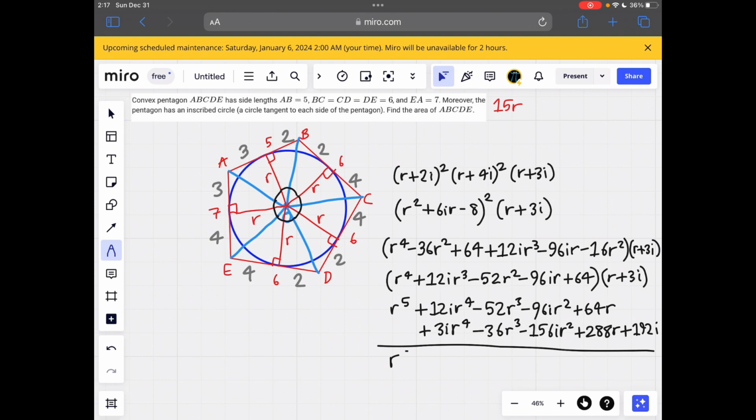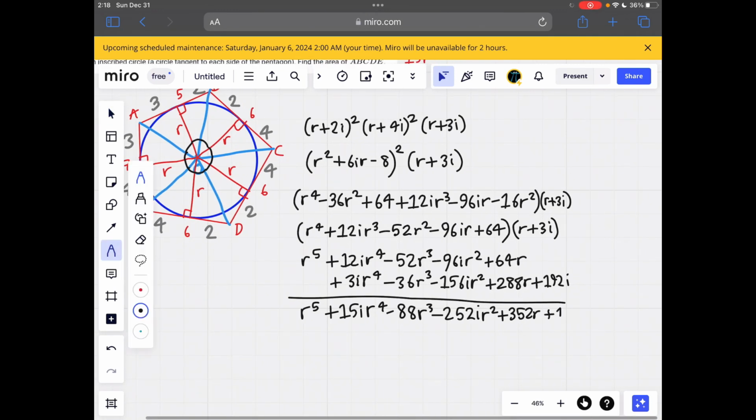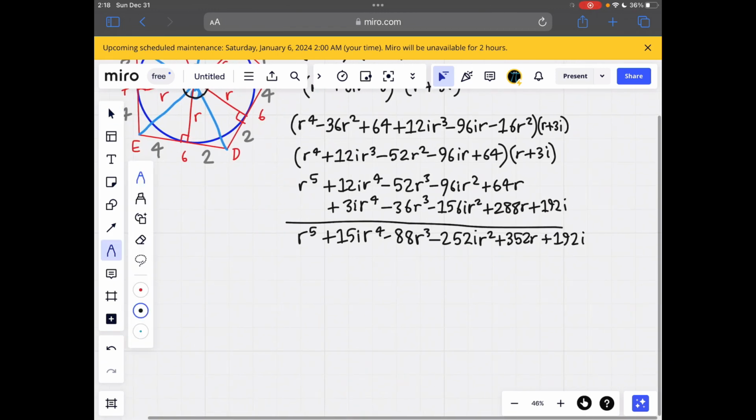So let's add this. r to the 5th plus 15i r to the 4th minus 88r cubed minus 252i r squared plus 352r plus 192i. And we need that the imaginary part of this complex number is equal to 0. In other words, it's a real number. So how do we do that? Well, we just make sure the number of times i appears is equal to 0.